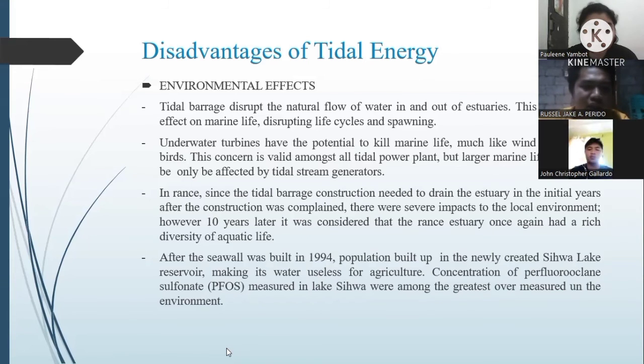However, 10 years later, it was considered that the Rance estuary once again had a rich diversity of aquatic life. After the seawall was built in 1994, population built up in the newly created seawall lake reservoir, making its water useless for agriculture. Concentration of perfluorooctane sulfonate or PFOS measured in the lake were among the greatest ever measured in the environment.